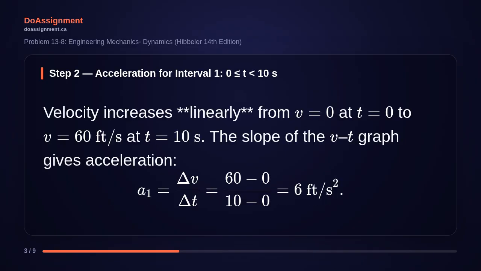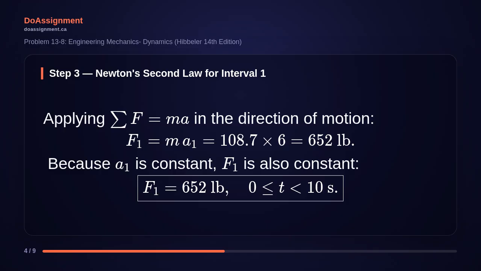During the first interval, from 0 to 10 seconds, the velocity rises linearly from 0 to 60 feet per second. The acceleration is the slope of that segment, 60 minus 0 divided by 10 minus 0, which equals 6 feet per second squared. Applying Newton's second law, force equals mass times acceleration, we multiply 108.7 slugs by 6 feet per second squared to get a constant traction force of 652 pounds during the first 10 seconds.